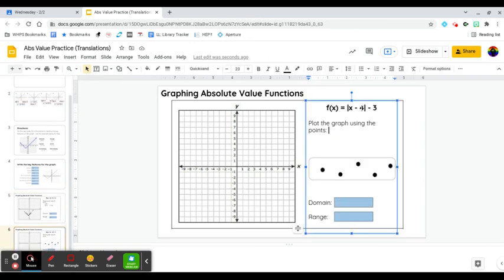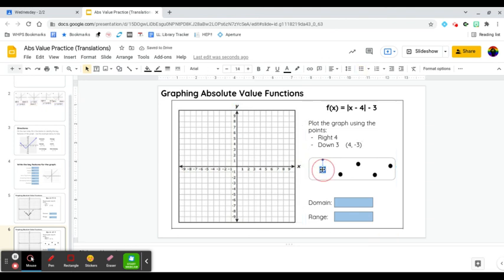This one is telling us that it went right 4. The -4 on the inside tells us right 4, and the -3 at the end tells us that it went down 3. So our vertex is going to be at 4, -3. We're going to take our point and go to 4, -3, right about here. And again, our slope for now is going to be 1, so we're going to go up 1 over 1 in each direction to plot our next points.